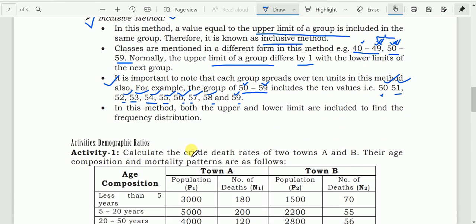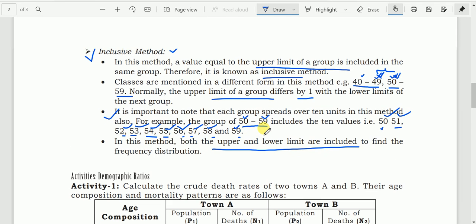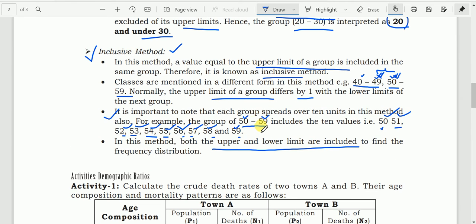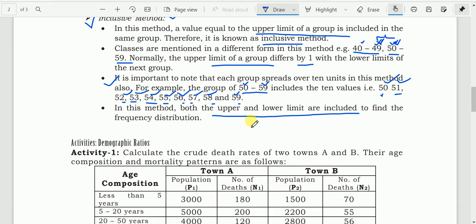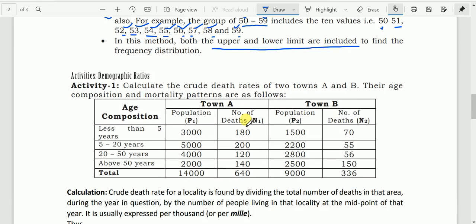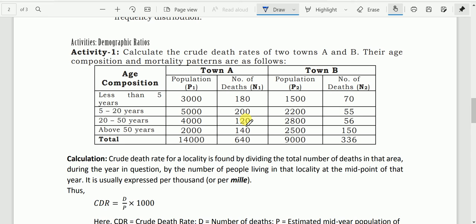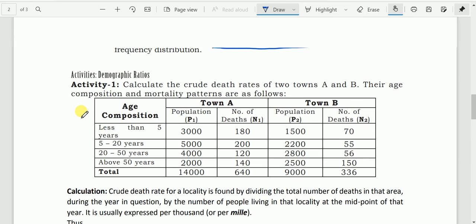Are you clear? It is also mentioned here that in this method both the upper and the lower limit are included to find the frequency distribution. So in this case, both the upper limit and the lower limit are counted. So this is about the inclusive method. Are you clear, boys and girls? Yes, sir.